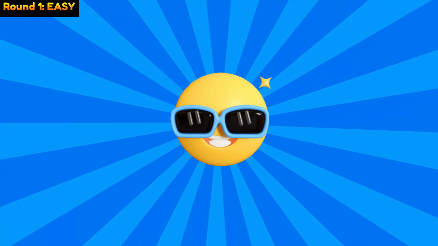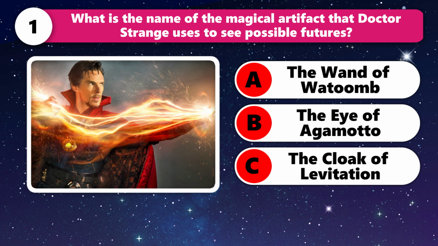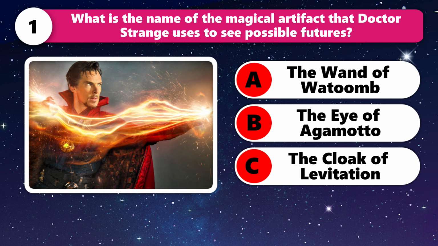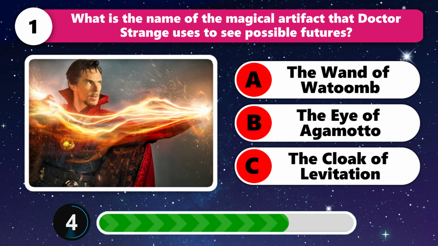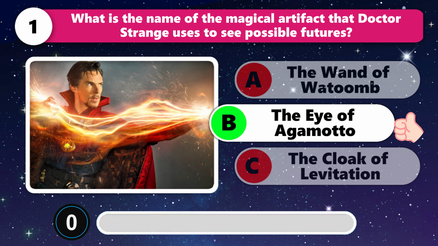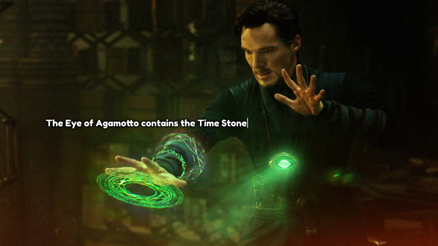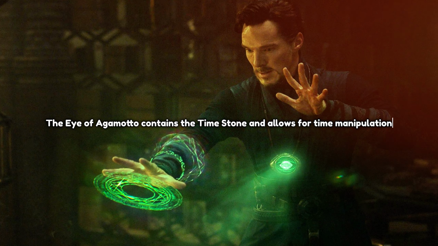Alrighty, let's start with round 1. What is the name of the magical artifact that Doctor Strange uses to see possible futures? That's correct. The Eye of Agamotto contains the Time Stone and allows for time manipulation.